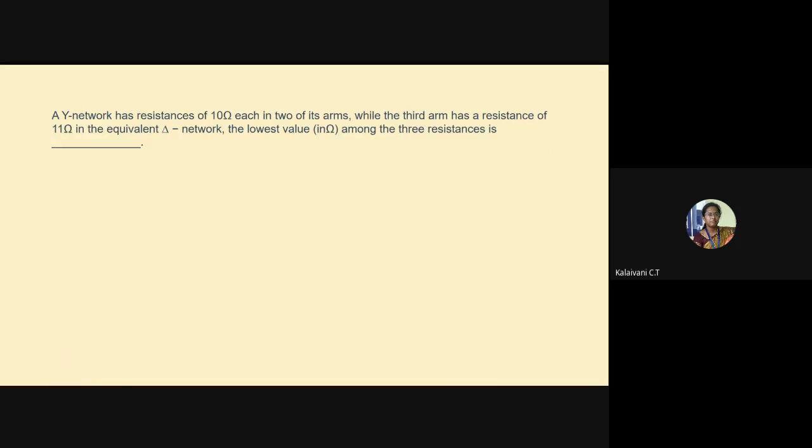So we'll go next to network theory. A Y network has a resistance of 10 ohms each in 2 of its arms, and the third arm has a resistance of 11 ohms. In the equivalent delta network, find the lowest value in ohms among the 3 resistances. So how do we find the lowest value among the 3 resistances?